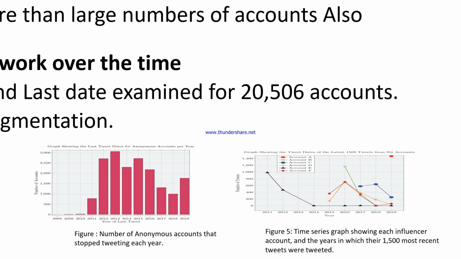The same happens with account B. This account, created in 2016, had the highest number of tweets. After that it suddenly decreased, and in 2019 this account completely stopped working.